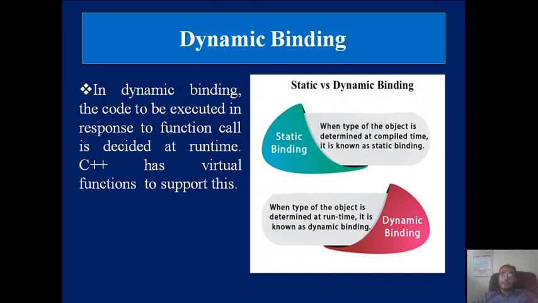But in dynamic binding, if we are calling a function, there will be multiple definitions for the same function, and which function call should be bound with which function definition, that decision will be taken at the time of running, not at the time of compilation. So it is taking place after the compilation. So it is also known as late binding, or dynamic binding. This is also an important feature which is available in terms of virtual functions in C++.